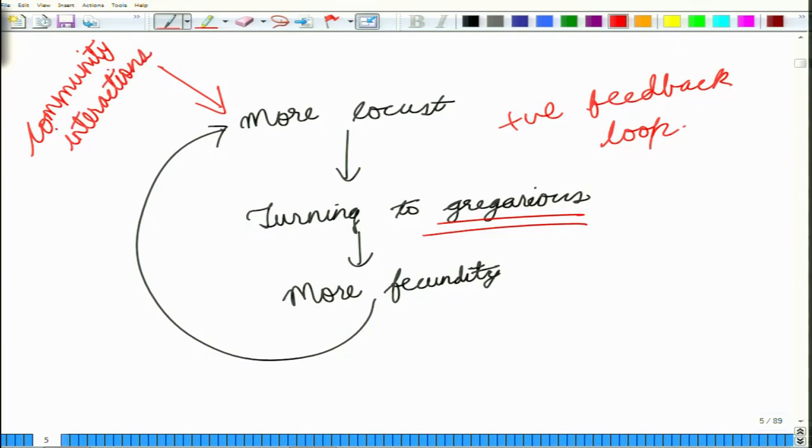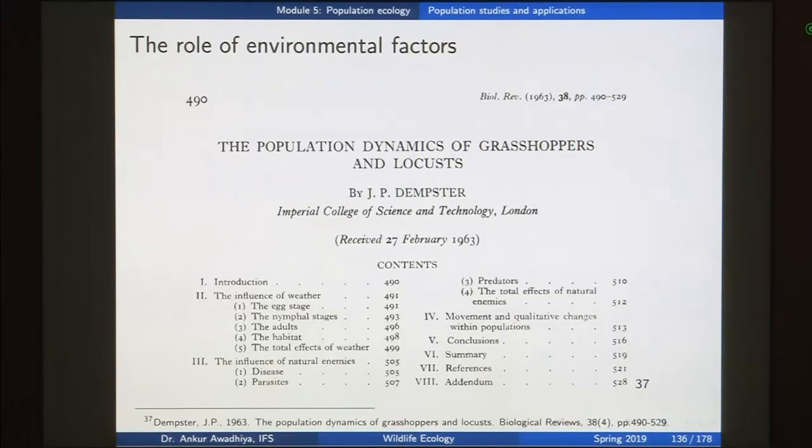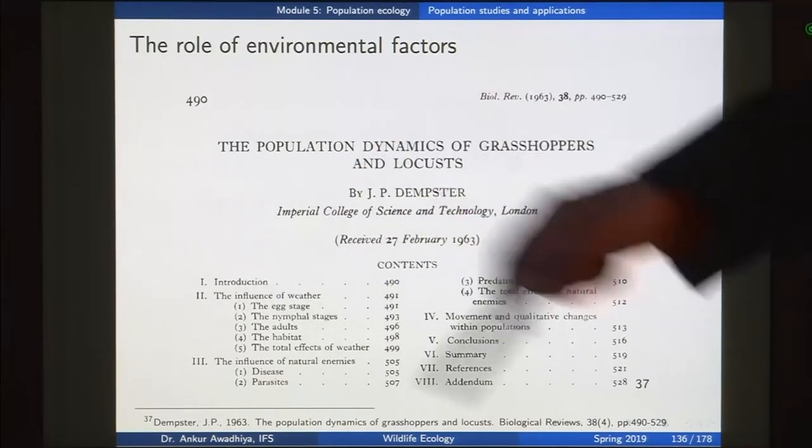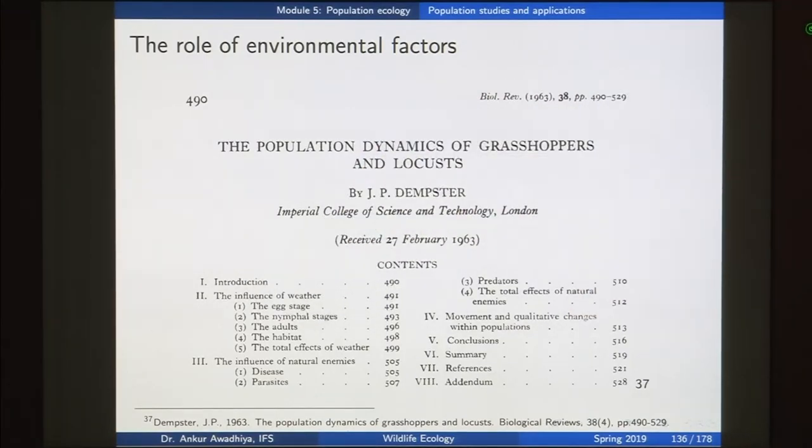Now these community interactions could be in the form of predation of the eggs, parasitism of the eggs, or some diseases. At the same time, there are some ecosystem-level interactions in the form of the abiotic components. So you have the influence of the weather. Now of course there has to be some cue that is asking these locusts to turn into a gregarious phase at some particular point of time. What are those kinds of cues?